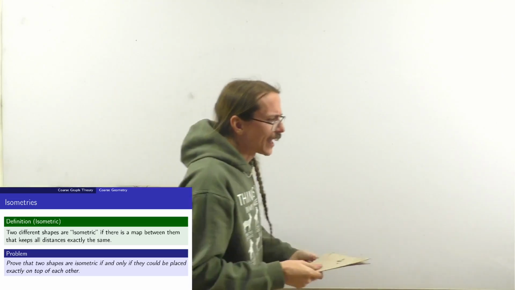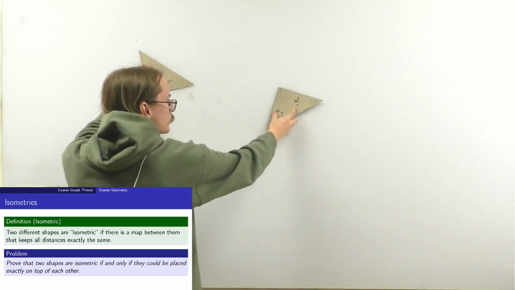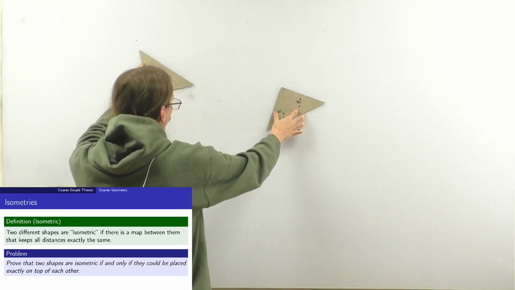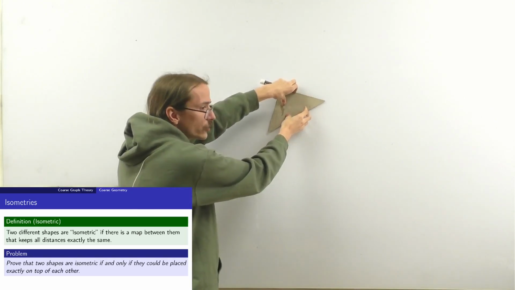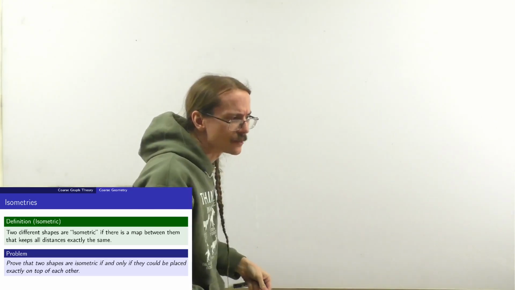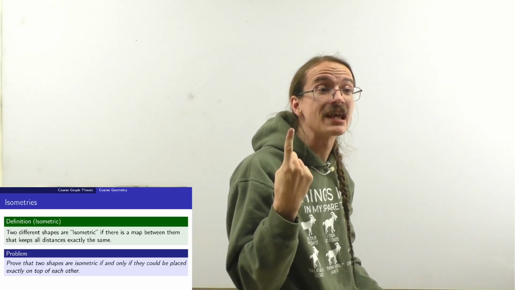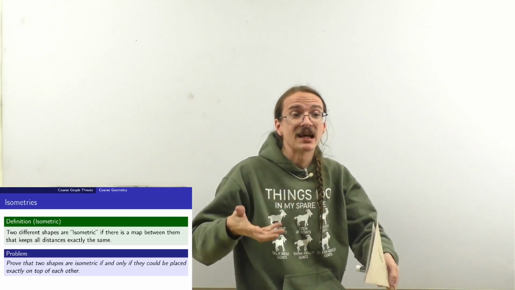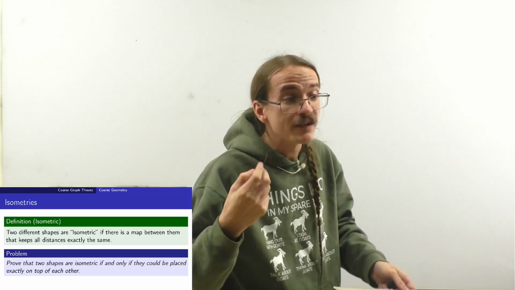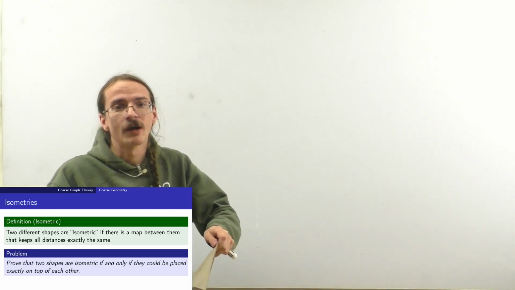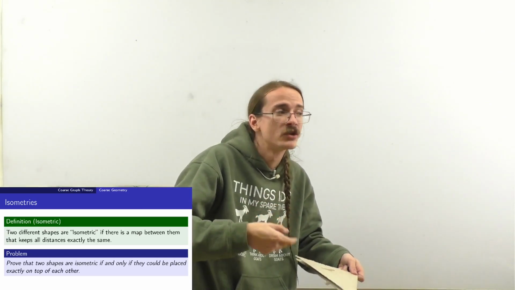Let's see, what exactly do we want to prove here? Let's put one triangle here, let's put one triangle here. The isometry I want to use is to move one of them right on top of the other. This is an if and only if statement, so I need to prove 2 things. One, if they're the same, I need to build an isometry that moves one on top of the other. And 2, if I have an isometry, I need to prove that I can put one on top of the other.